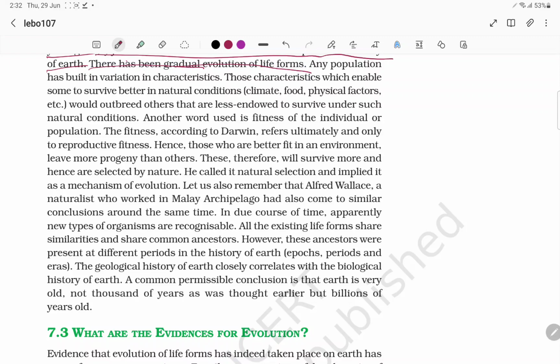Any population has built-in variation in characteristics. Those characteristics enable some of them to survive better in natural conditions. Some of them will have a variation, so those individuals will survive better, in terms of climate, food, physical factors, etc. They would outbreed others less endowed to survive.